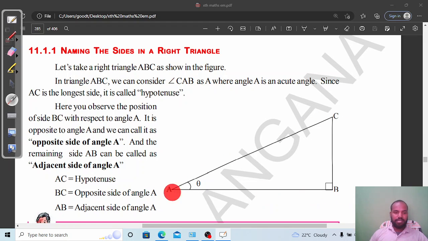Here is angle A, the right angle is at B, and this is C. So what is the hypotenuse here? AC is the hypotenuse. What is BC here? This is opposite. Opposite to which angle? This is opposite to angle A. Remember, with reference to angle A, this BC is opposite. Suppose with reference to angle C, which side is opposite? Did you get my point?